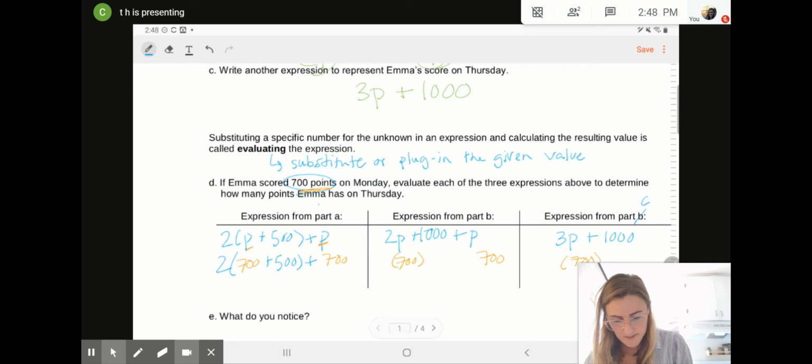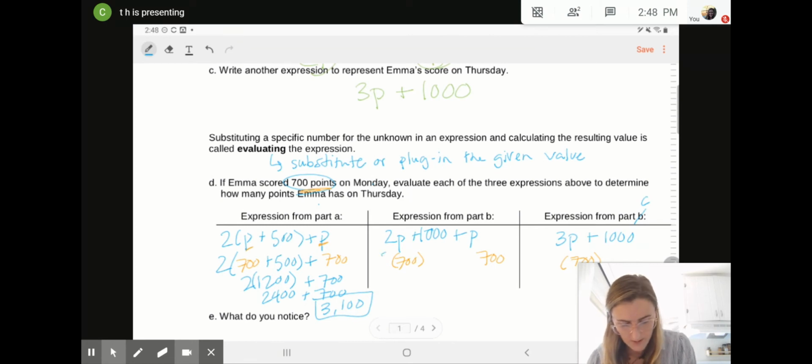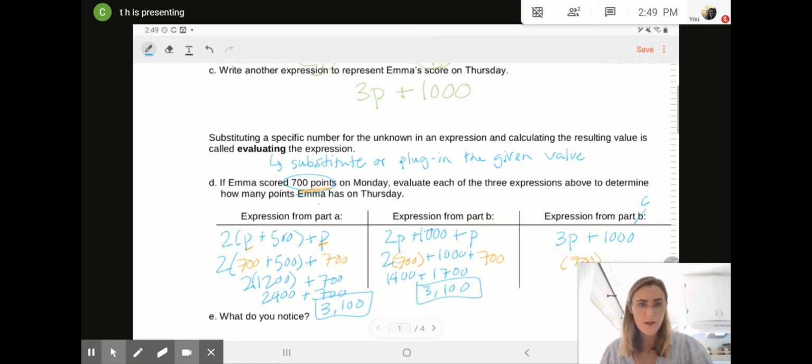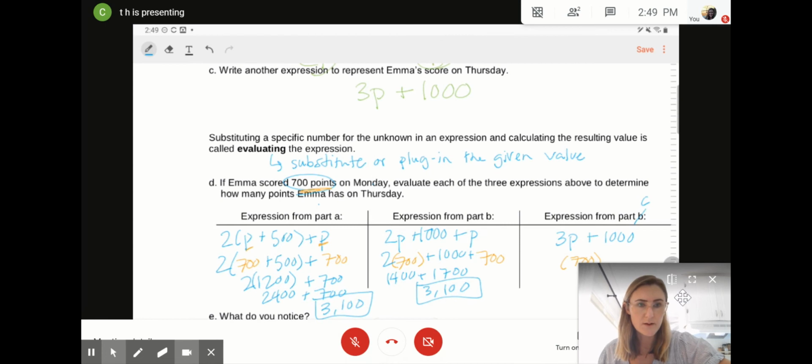And if I were to solve this, 700 plus 500 is 1200. 1200 times 2, I can get 2400 plus 700. This will get me 3100. When I finish solving this one, I'm going to rewrite the rest of the expression first. 2 times 700 is 1400. And then I can do 1000 plus 700 is just 1700. If I were to add those together, I would get 3100 again. And this last expression, let me move my video here because I'm realizing that my face is in the way.